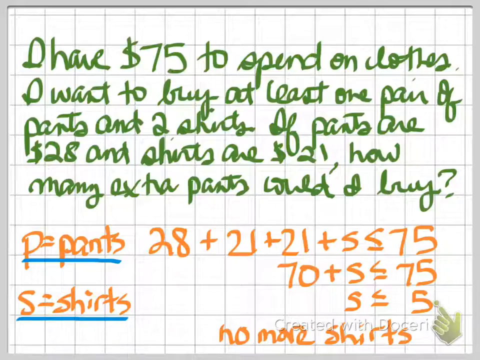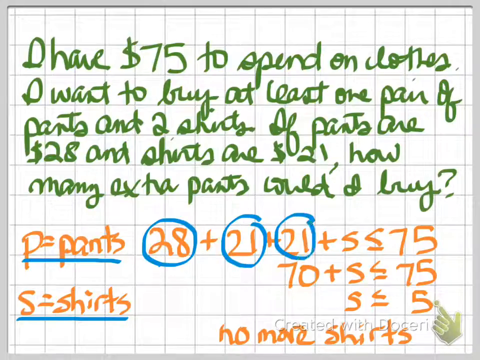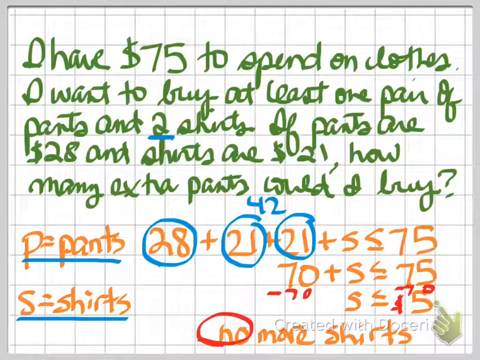My inequality is shown as 28, because I bought 1 pair, plus 21, plus 21. Now, the reason why I put in 21 twice is because I bought 2 shirts. Could I have just said 28 plus 42? Absolutely. 28 plus 21 plus 21 plus S is less than or equal to 75. If I combine all of my terms, 70 plus S is less than or equal to 75. I subtract 70 from each side, just like I've shown you in class with equations. S is less than or equal to $5. That's not going to be enough, so my answer is I cannot buy any more shirts.